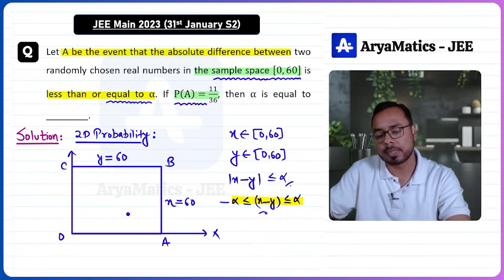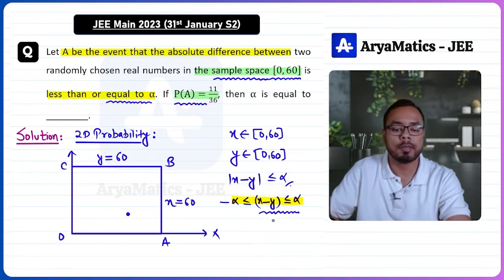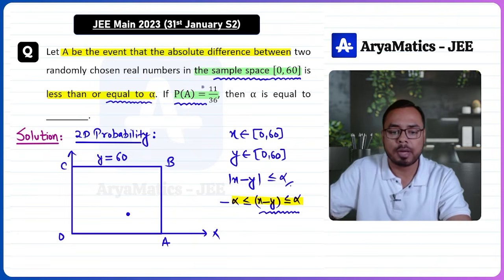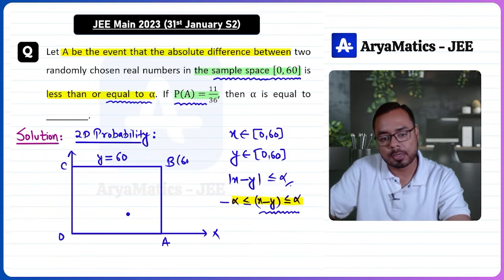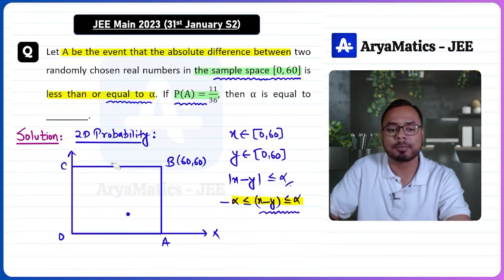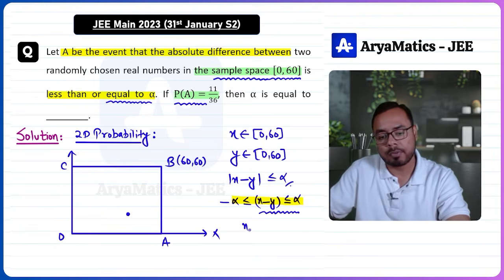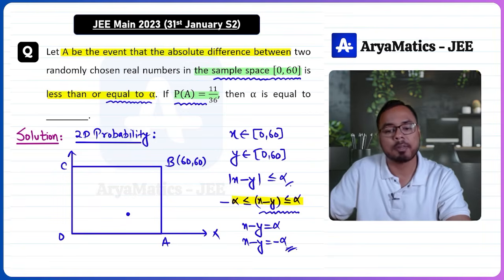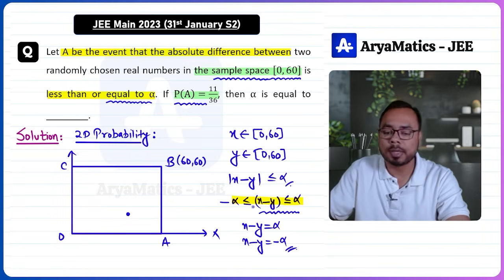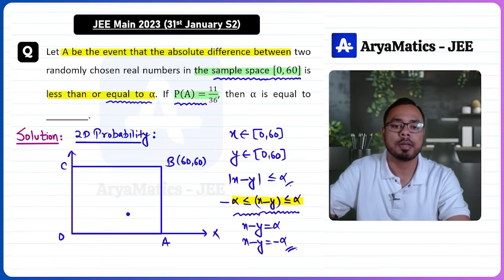So first let us plot this line x minus y equals alpha. The coordinate of this point, point B, is 60 and 60, right? This line also we can remove. One line we have to draw is x minus y equals alpha. The other line we have to draw is x minus y equals minus alpha. And then we'll see which region is represented by this inequality, because this will be the favorable region, right?